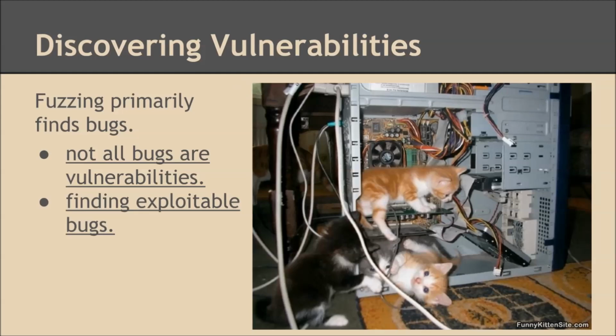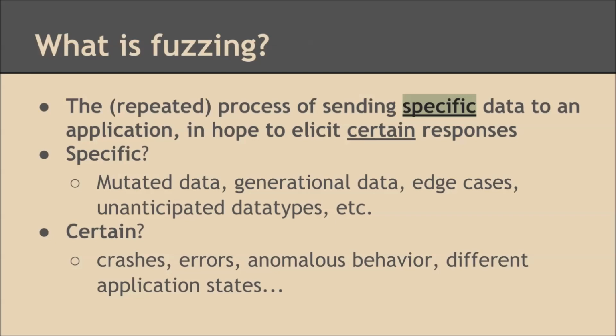So, fuzzing primarily finds bugs, and not all bugs are vulnerabilities. That's important to remember. And it's important that in all the bugs that it finds, you focus on finding the exploitable bugs to prioritize fixing them. So fuzzing is the repeated process of sending specific data to an application in hopes to elicit a certain response. And certain responses are usually some form of crash, some form of error, some form of abnormal behavior, some form of weird application state, something that's not intended, in other words.